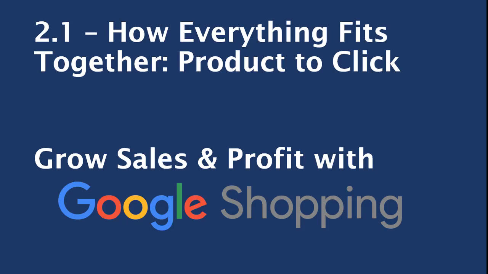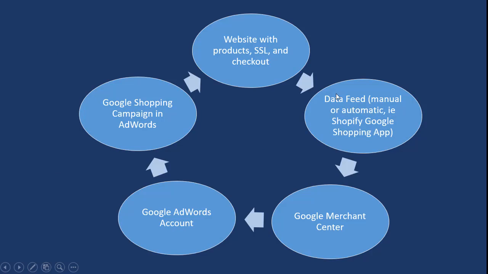So module 2.1, how everything fits together, product to click. There are 5 buckets of things to consider. Of course, you'll have your Shopify site with SSL, which comes by default. You'll have your checkout, everything set up there through Shopify. Then you have to get your product data into a data feed.